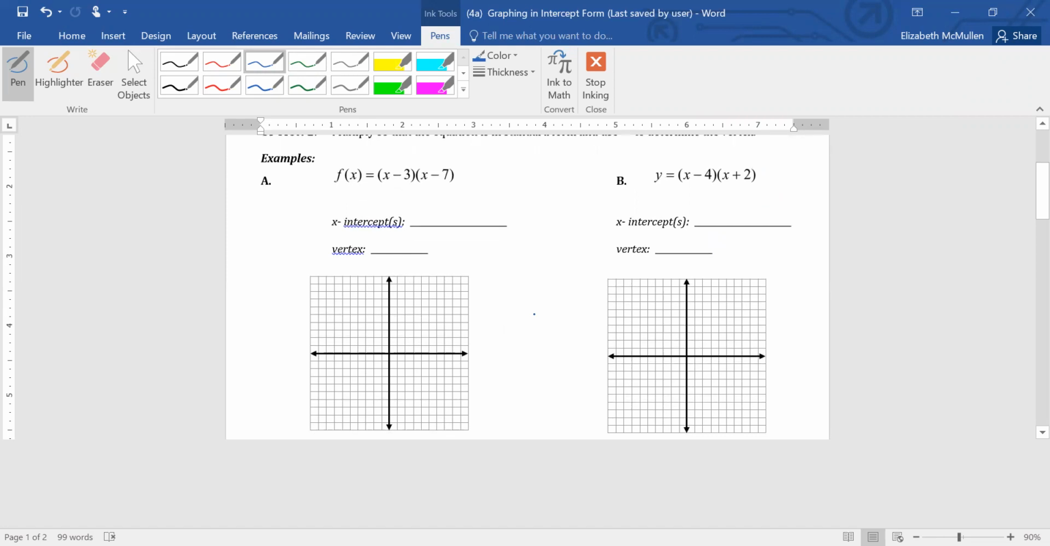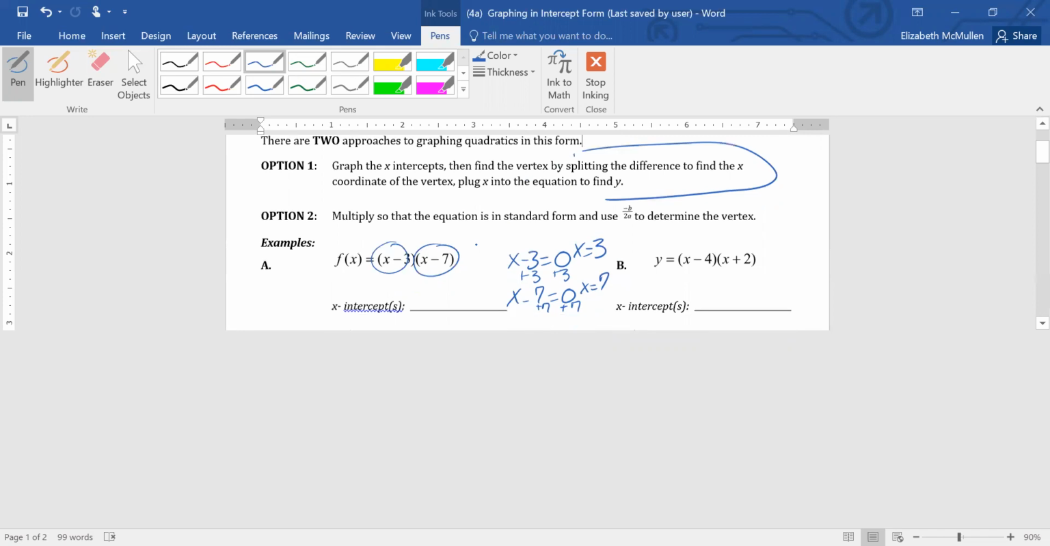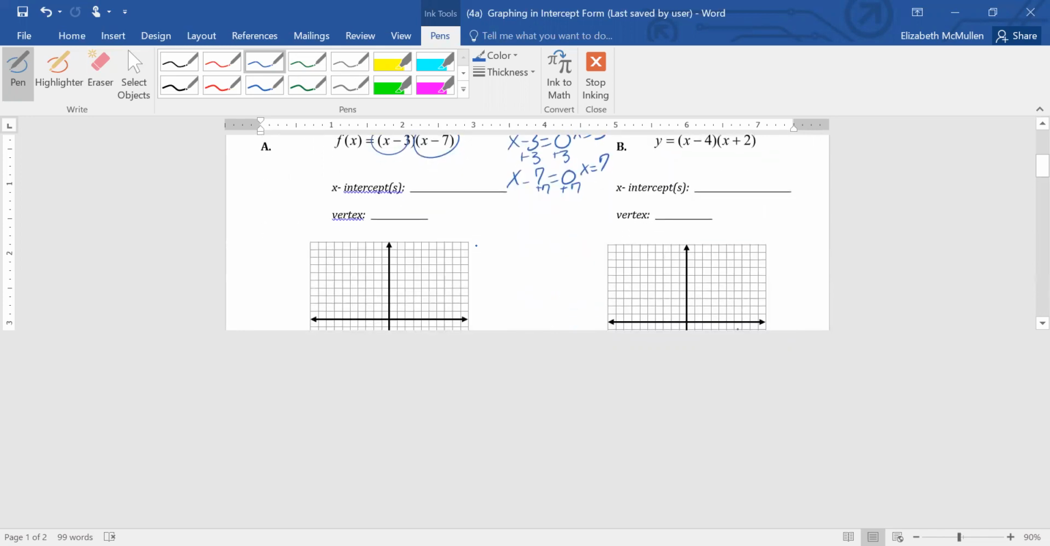To find the x-intercepts, remember the x-intercepts are where your parabola crosses the x-axis. To find them, we're going to set each of my factors equal to 0. So x minus 3 equals 0. x minus 7 equals 0, right? So I add 3 to both sides, so x equals 3. Add 7 to both sides, so x equals 7. All right, so my x-intercepts are at 3 and 7.